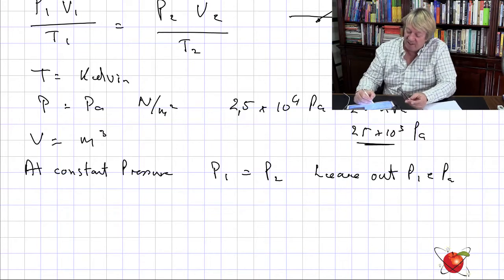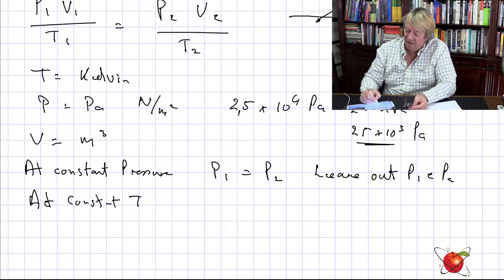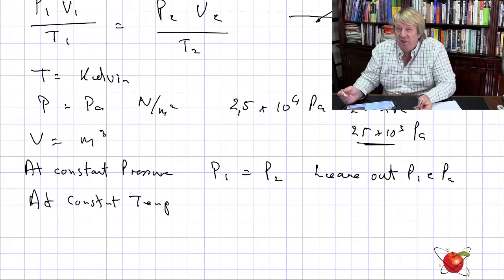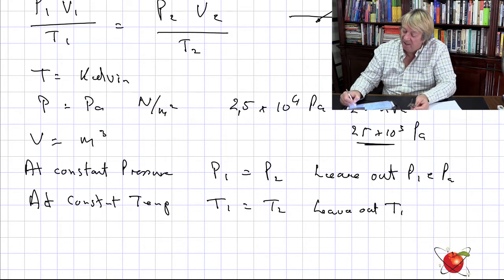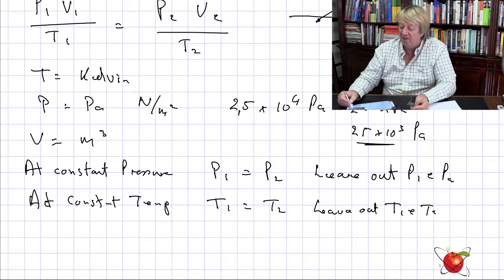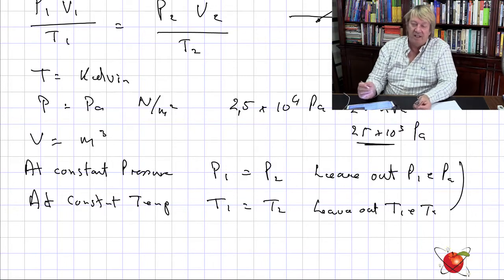Similarly, they could say at constant temperature, or they don't mention temperature at all. They only talk about pressure and volume. It means that T1 equals T2. Therefore, just leave out T1 and T2 in the calculations.